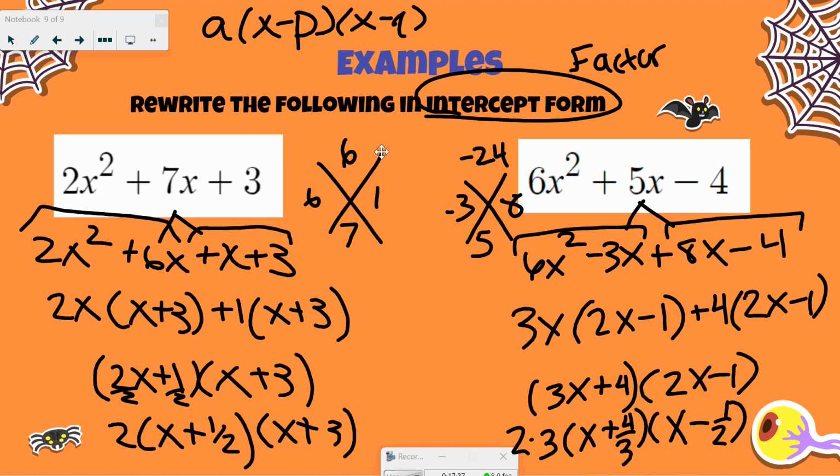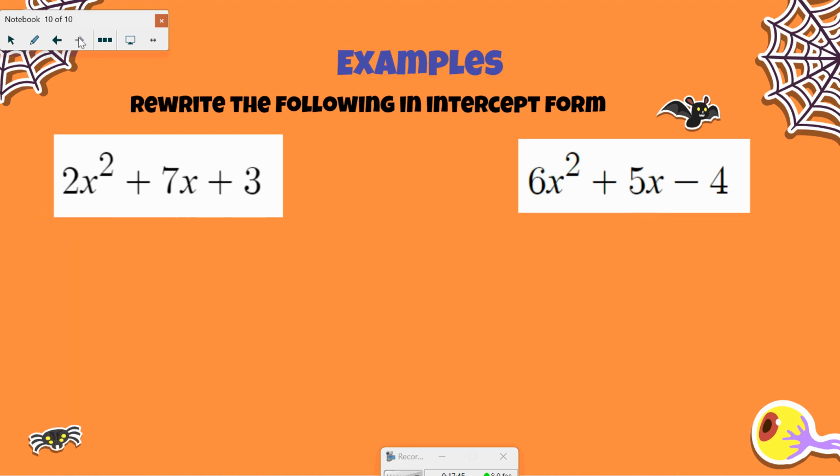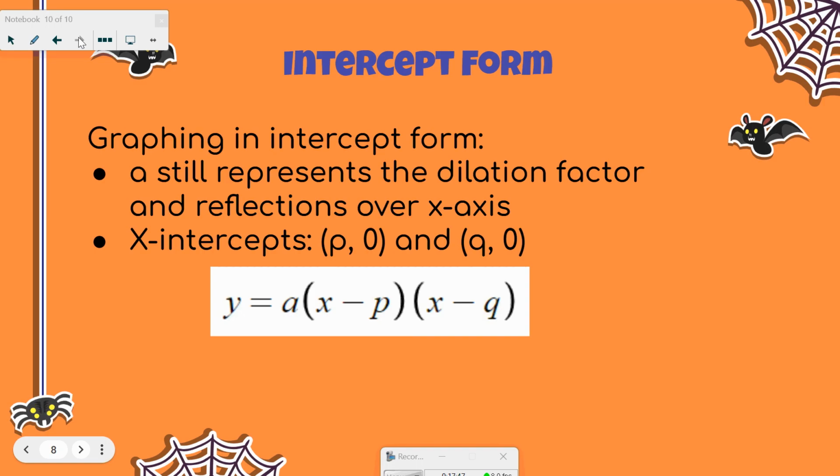Let's see, what other questions do you guys have here? All right, so we know our a value is still the same. That dilation factor will stretch, compress, and it can also reflect over your x-axis. But your x-intercepts are going to be super helpful with these factors to find those values.